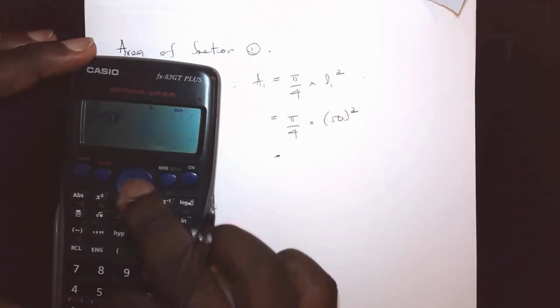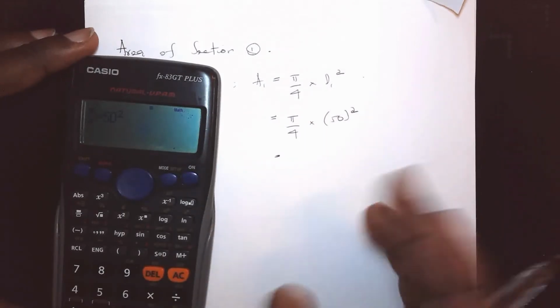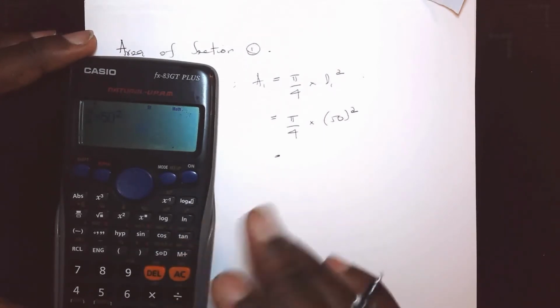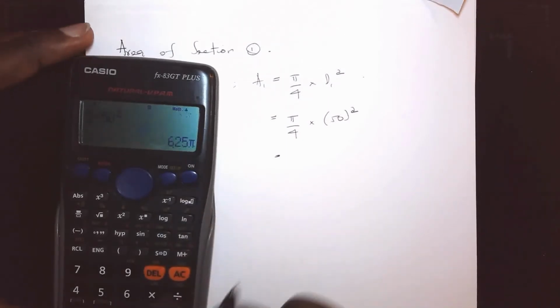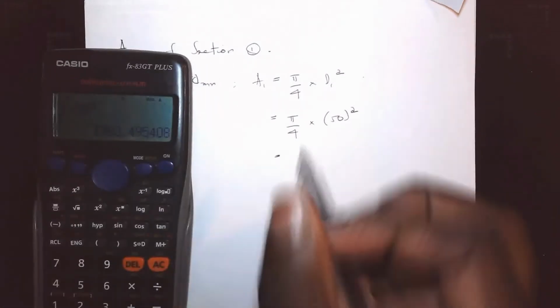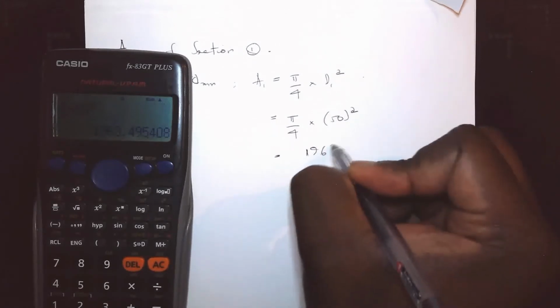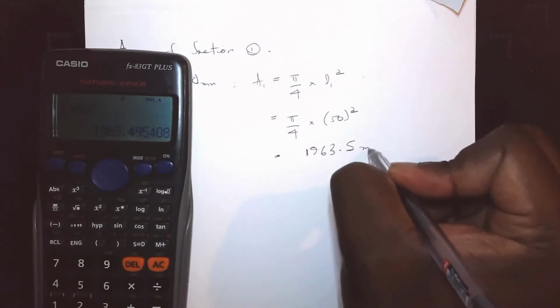Now I'm very certain that some of you may ask, why not convert from millimeters to meters? It's up to you, you can do it either way. You just need to be very careful when it comes to calculating the stress. When you calculate the stress, you need to make sure that any measurement in meters stays in meters. Okay, so that gives us 1963.5 millimeters squared.